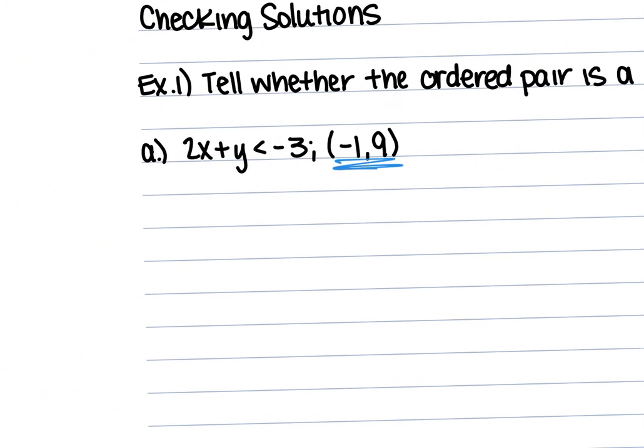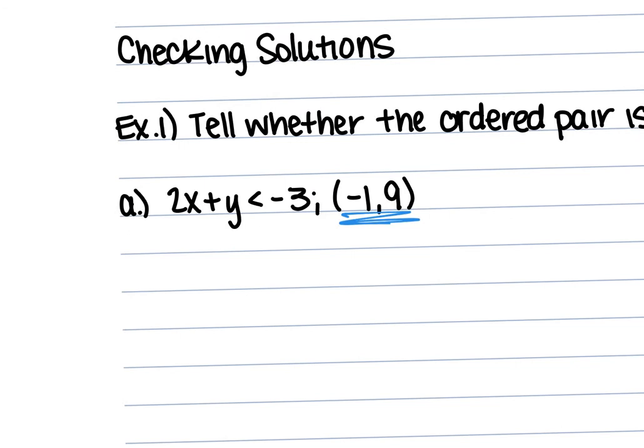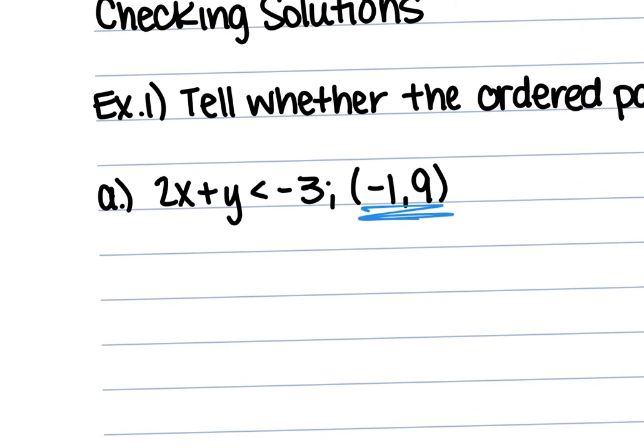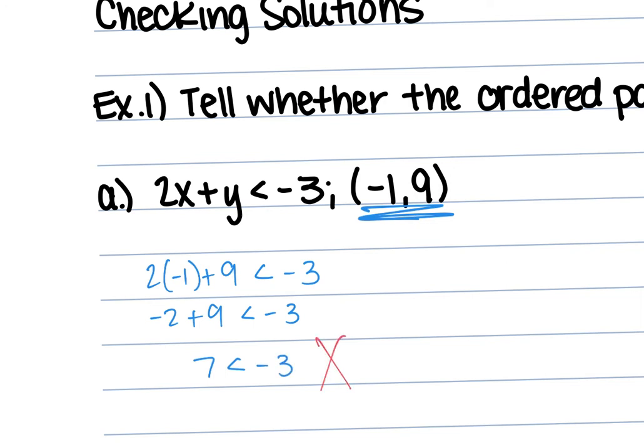So these first few should be fairly simple. Let's try them out. The point that I'm testing is -1, 9, and the inequality is 2x plus y is less than -3. What do I plug in for x? -1. So we're going to go 2 times -1 plus, what do I plug in for y? 9 should be less than -3. 2 times -1 gives me -2. And then you add 9 to that. What do you get? So we have 7 is less than -3. Ask yourself, is this a true or a false statement? False. So guess what? Is -1, 9 a solution? No. Not a solution.